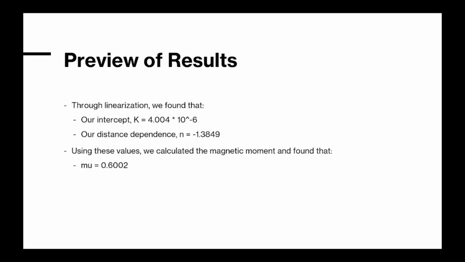Our intercept was k equals 4.004 times 10 to the negative 6, and our distance dependence is n equals negative 1.3849. Those are both calculated from linearization. And using those values, we calculated the magnetic dipole moment and found that it is 0.6002.